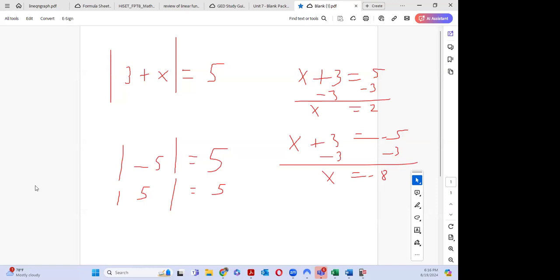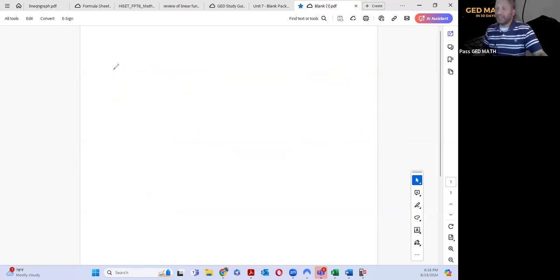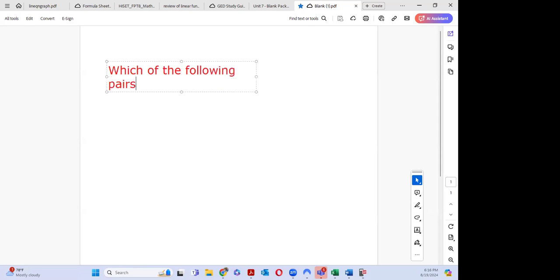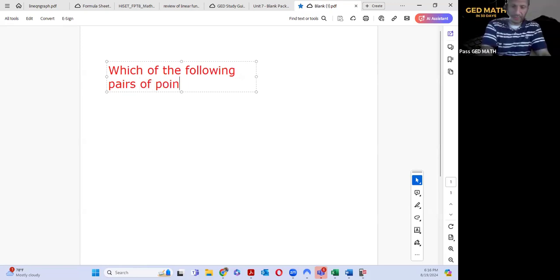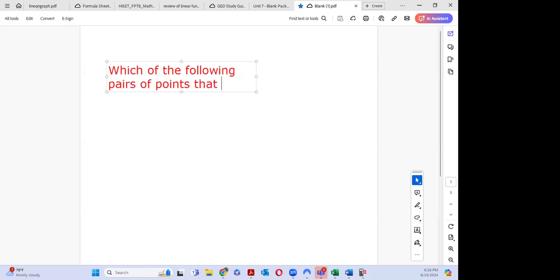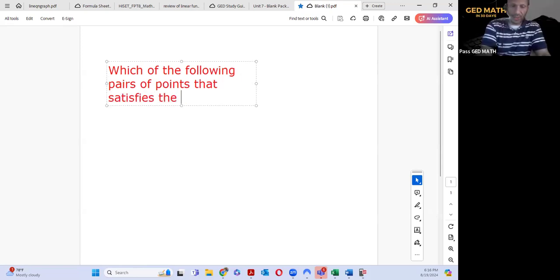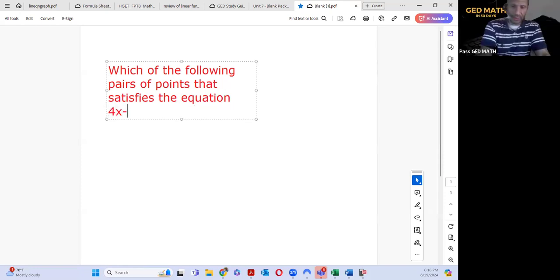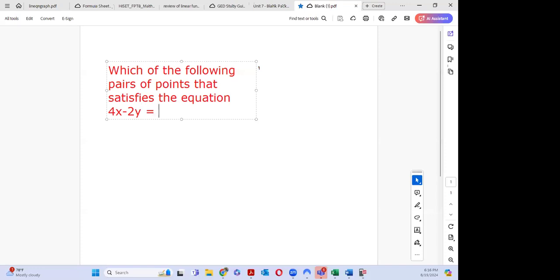I have one more for you. Actually, two more. Which of the following pairs of points satisfies the equation 4x minus 2y equals 10 and lies on the same line?